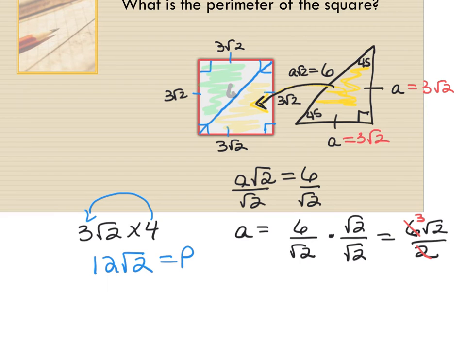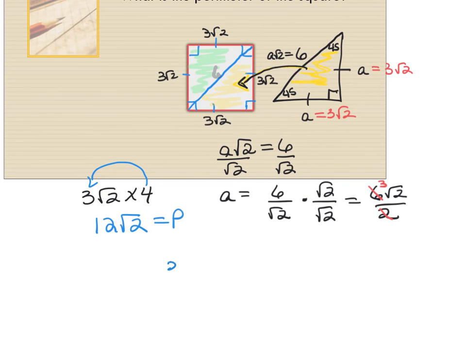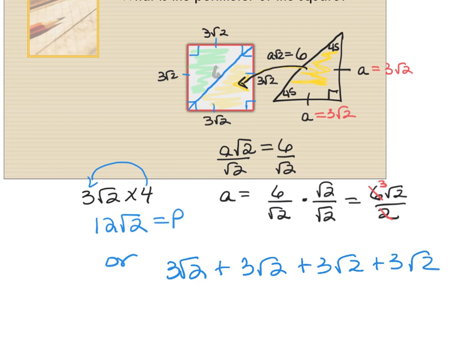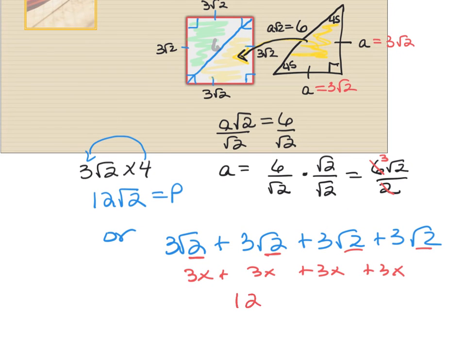I could have also added all the square roots. So I could have also done it as 3 square root 2 plus 3 square root 2 plus 3 square root 2 plus 3 square root 2. When you add radicals, think of the square roots like variables. So pretend like I'm really just doing 3x plus 3x plus 3x plus 3x, and that would give you 12x. But in this case, our x is really square root 2.